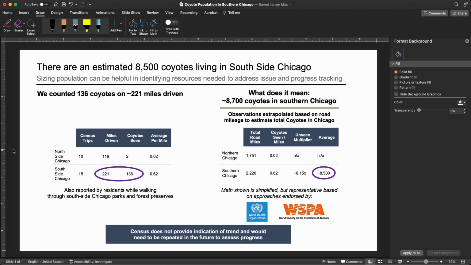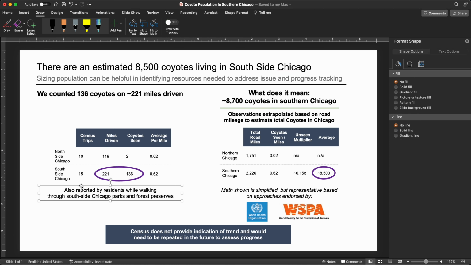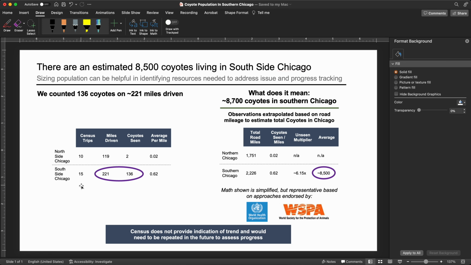Next, I want to take a look at the sentence below the table. "Also reported by residents while walking through Southside Chicago parks and forest preserves." I can tell they're trying to clarify how they collected the data, but when every little piece counts, I don't think this serves the overall story enough to keep, so I'm going to delete this.